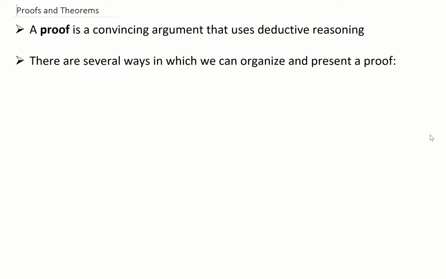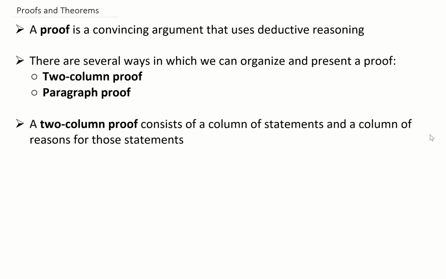So in proofs, we're going to be using various facts or postulates in order to prove something else, whether it's true or not. There are several ways in which we can organize and present a proof. There are two different types of proofs that we'll talk about. In another lesson, we'll introduce a different type of proof. But for now, we're going to be concerned with the two-column proof and the paragraph proof. A two-column proof is exactly what it sounds like. There are two columns. The left column is usually the column of statements. The right column is the reasons for those statements.